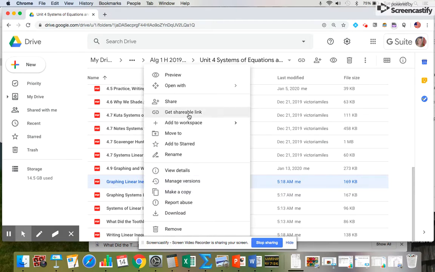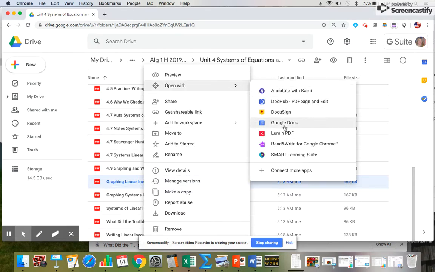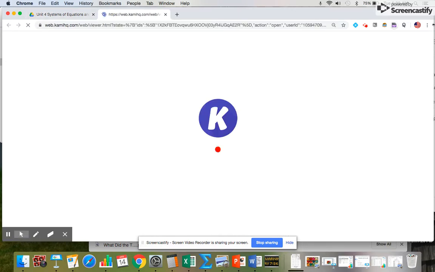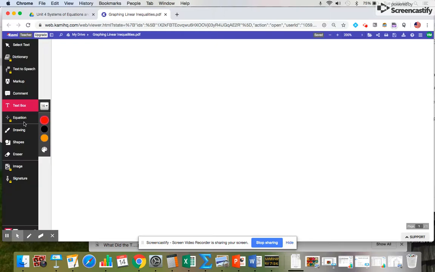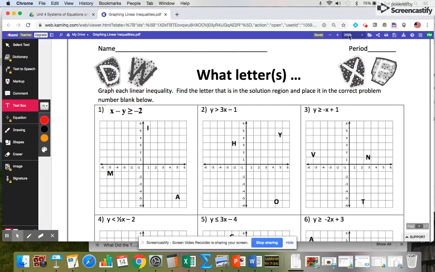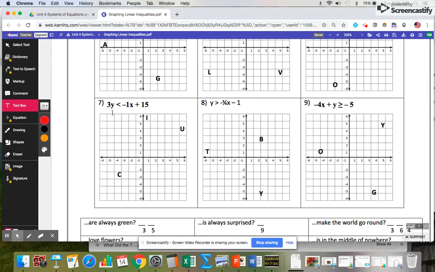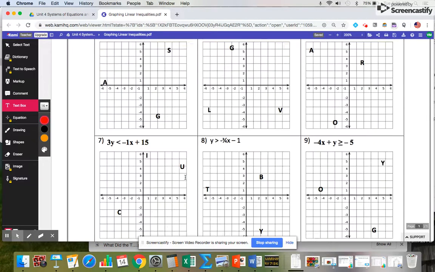So you will open the file with CAMI because it's a PDF. When you are logged into CAMI, you want to make sure that you see your initials in the top right corner, which I do. And you want to enlarge your page to something that is going to make it easy for you to annotate. So I think 200% for me is perfect, especially for this video. So there's 9 inequalities and there's riddles down at the bottom.